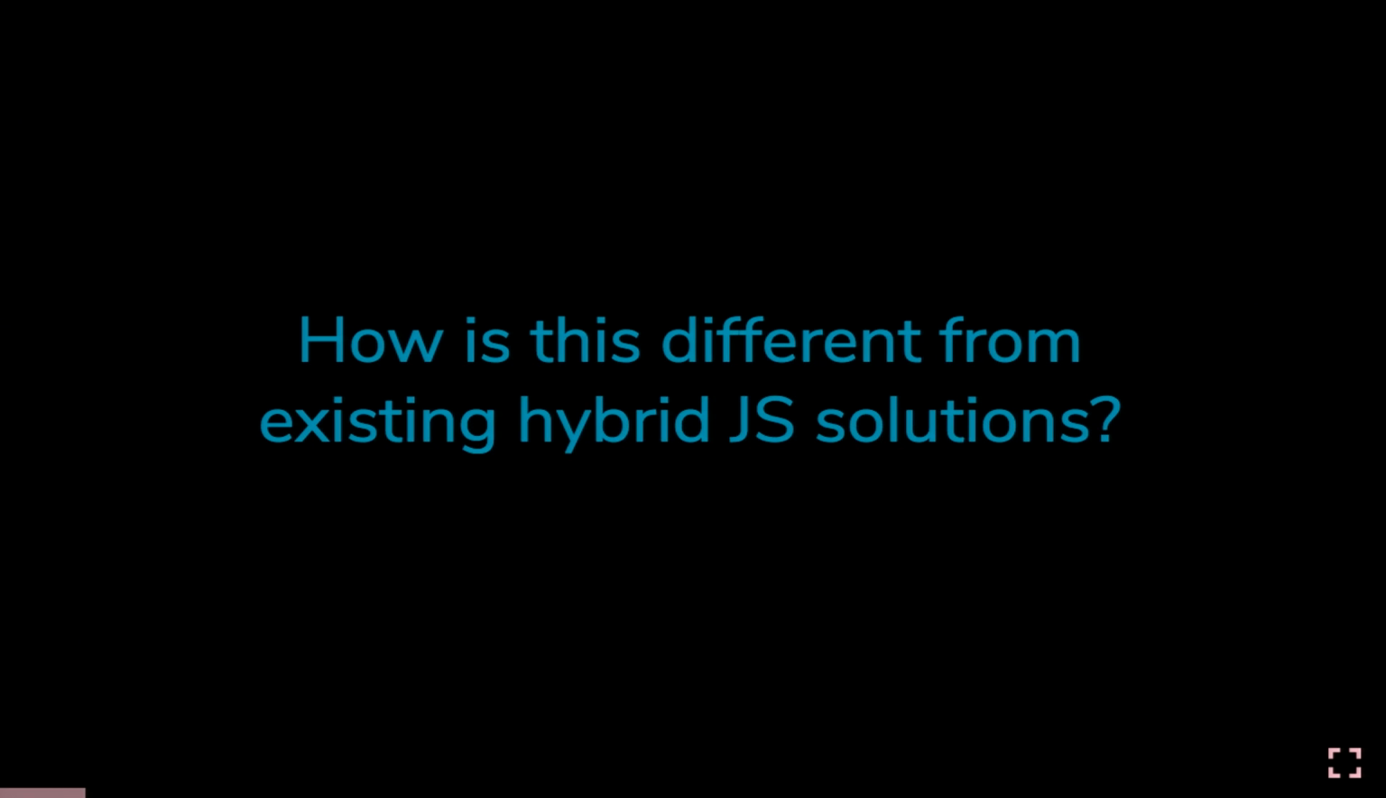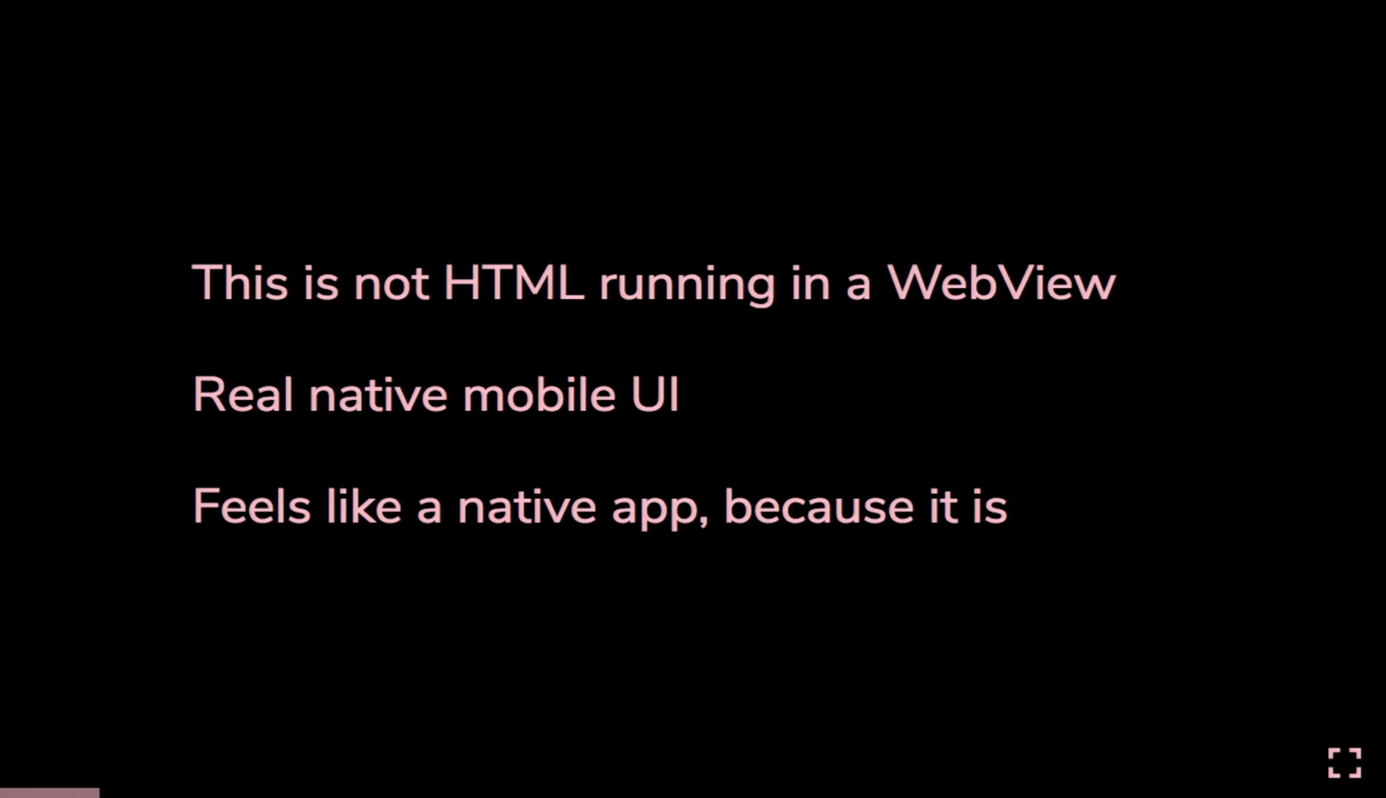So you might be asking, how is this different from existing solutions, things like Cordova or what have you? It's not HTML. A lot of the time when you have these hybrid solutions, it's a web view running HTML, sometimes it has native hooks and bridging. This is real UI. It feels like a native app, acts like a native app because it is a native app, despite being driven by JavaScript.